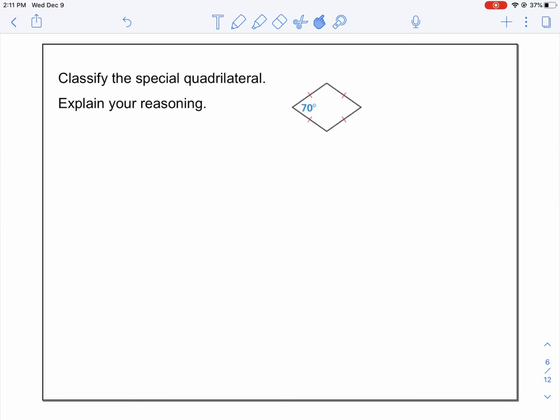Okay, so classify this special quadrilateral. Well, easy enough. It's got 4 congruent sides, so it's got to be a rhombus. Now, Mr. Hunter, I thought squares had 4 congruent sides. They do, but also remember, all of their angles are 90. This is 70, so it is not a square. So it's a rhombus. 4 congruent sides. We don't know about all the angles, but we know it has 4 congruent sides, so it must be a rhombus.